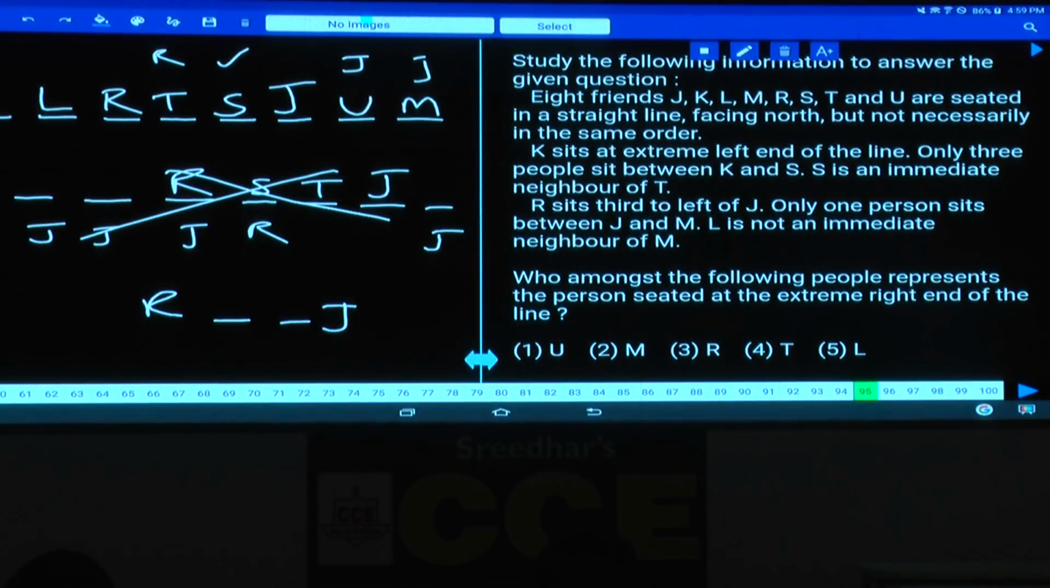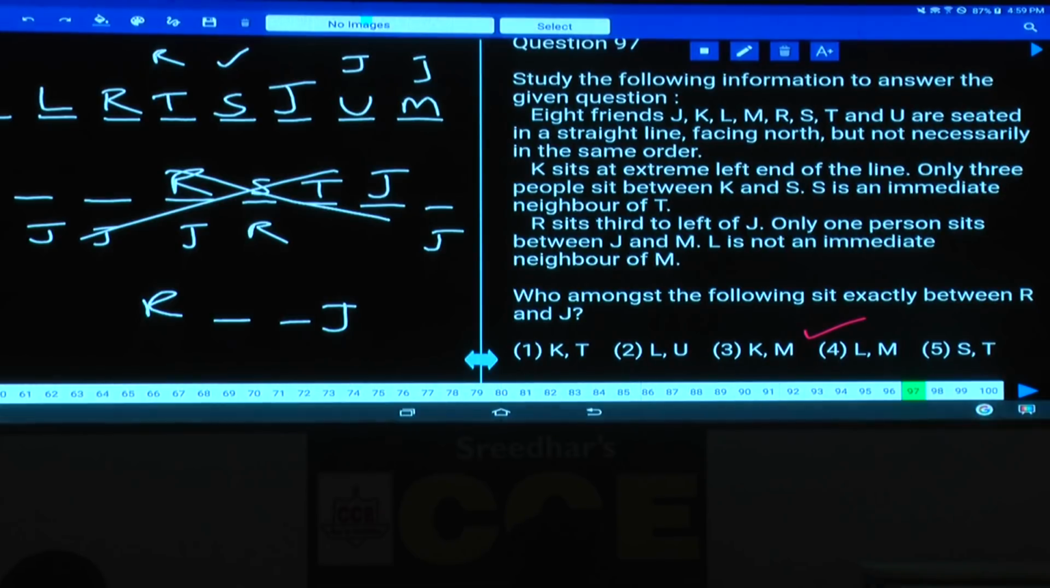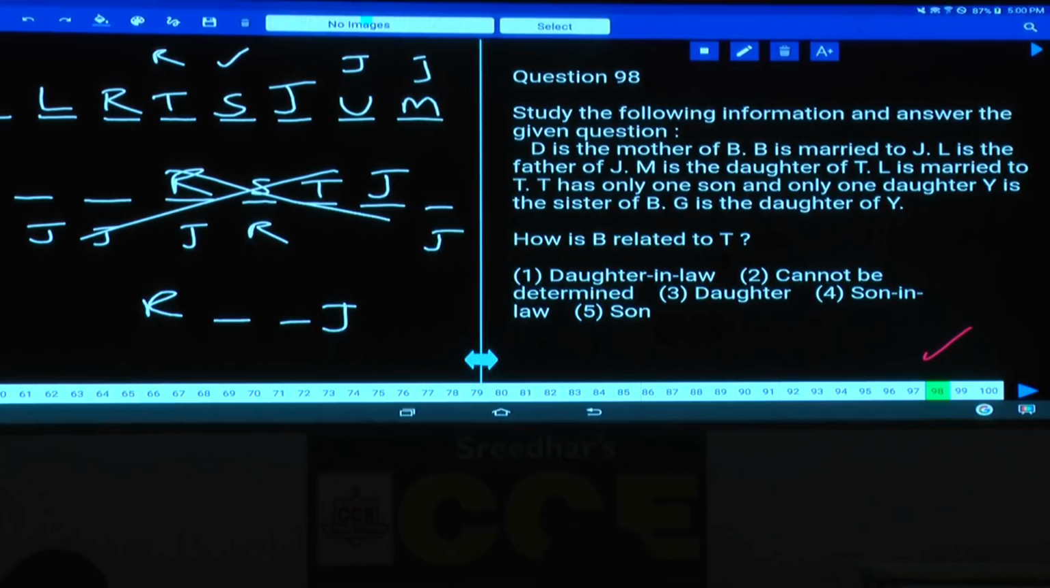95. Who among the following people represents the person seated at the extreme right end of the line? Extreme right end of the line, it is M. Choice 2. Then what is the position of J with respect to T? J with respect to T is second right, and it is given in choice 4. And who among the following sit exactly between R and J? Exactly between R and J are the persons T and S. That is choice 5. Question number 97, it is choice 5.